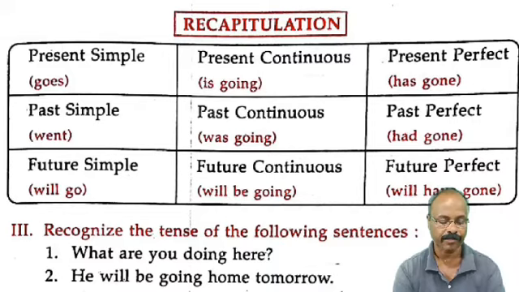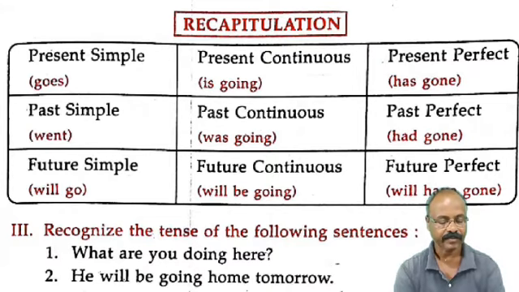Past simple, present simple, future simple. Present continuous, past continuous, future continuous. Present perfect, past perfect, and future perfect.